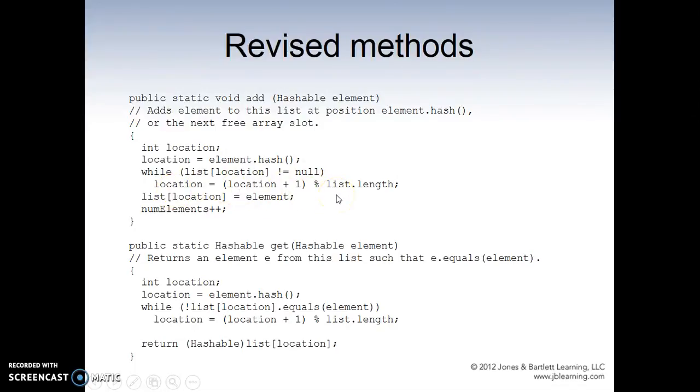Now we have to mod with list.length, in case it reaches index 99. If it's at index 99, it's going to do mod list.length and go back to index 0. So it's just linear probing back into the beginning again. It keeps doing that until it finds a location that is null and puts the element into it. That means we have to revise the get to do the same implementation to get the location back. Do linear probing.